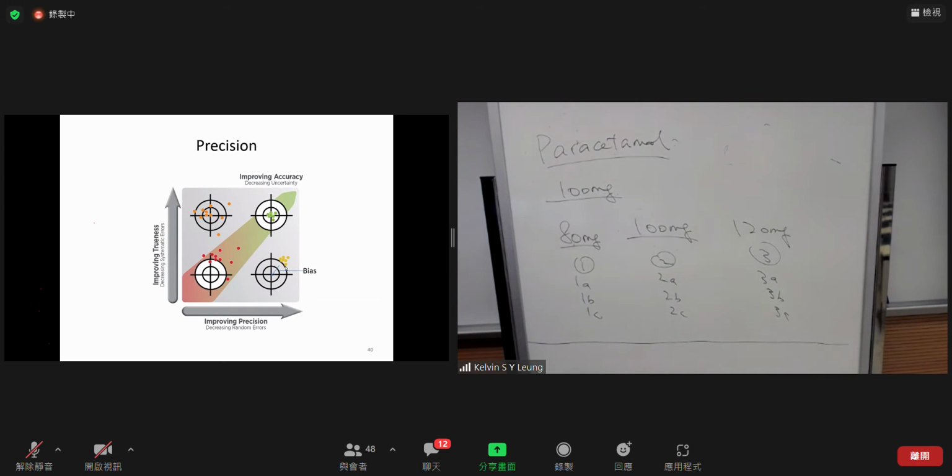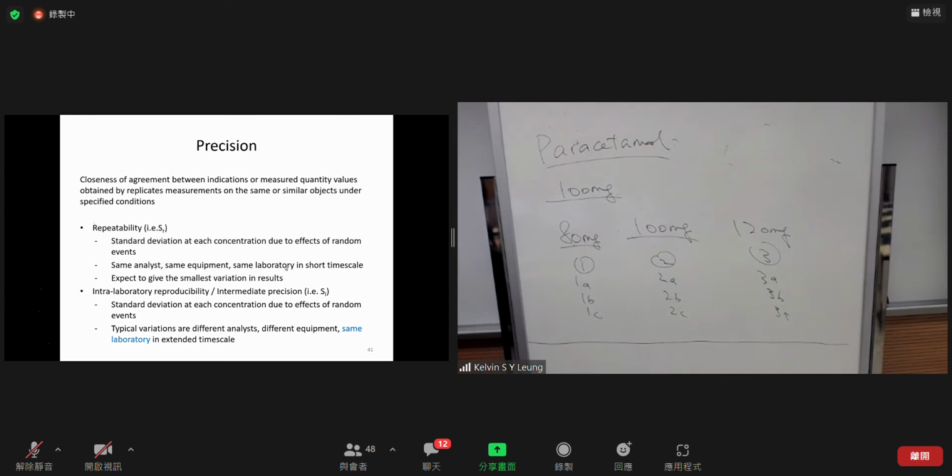So the next one will be the precision. Back to the target points that we have talked about. Precision is those data, those points that you detected closely together. Maybe it is not hit on the target, but it's close together.